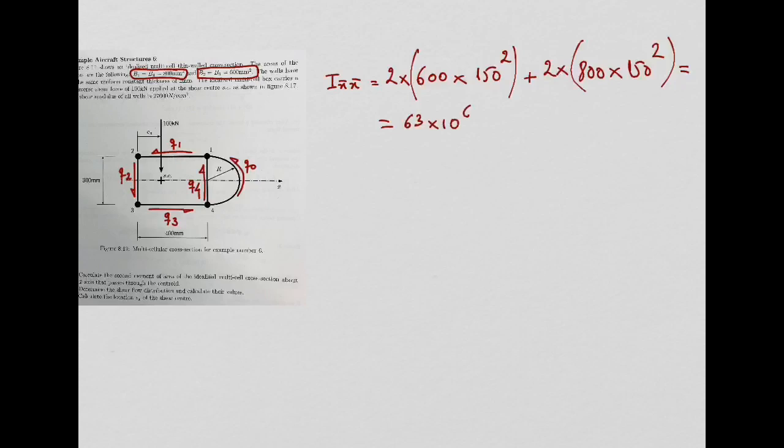(63 times 10 to the power 6 millimeters to the power 4, right? Yeah? It's easy to see the units. Look: area, square millimeters, you are multiplying by square millimeters, right? So the end is millimeters to the power 4. Good. Now, we can start crossing the booms.